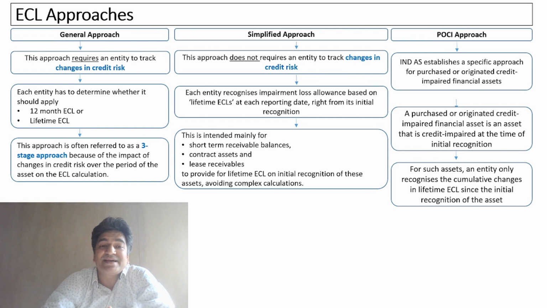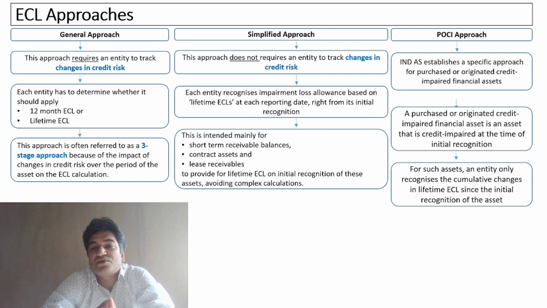Simplified approach is applicable to trade receivables, which are short-term in nature, contract assets and lease receivables to provide for lifetime ECL. So guys, there is a third approach which is called POCI approach, purchased or originated credit impaired approach. This is applied to an asset that is credit impaired at the time of initial recognition.